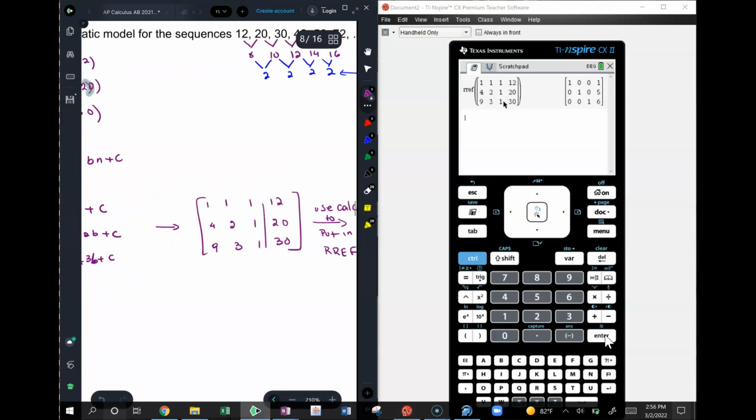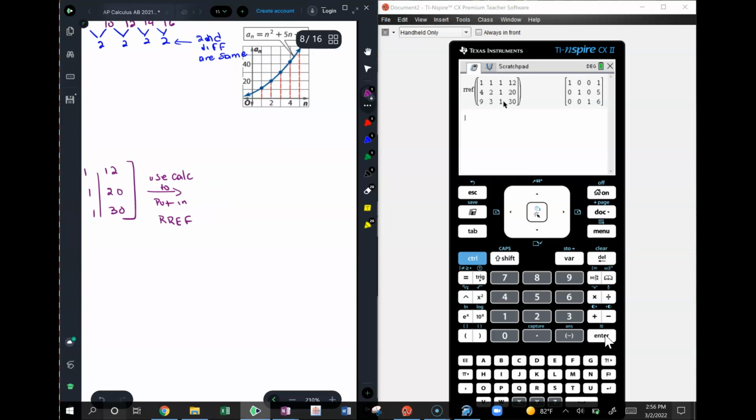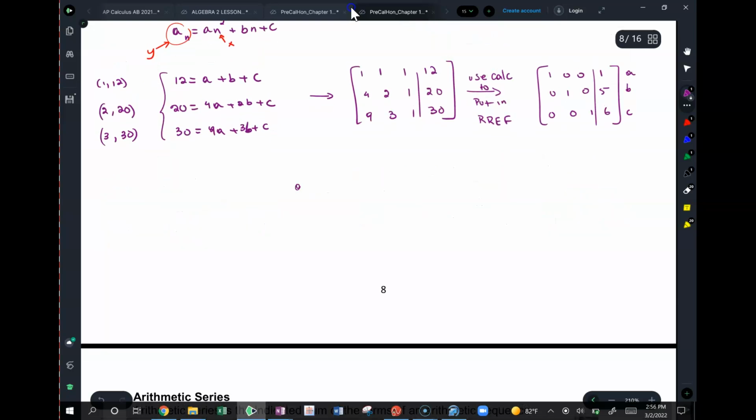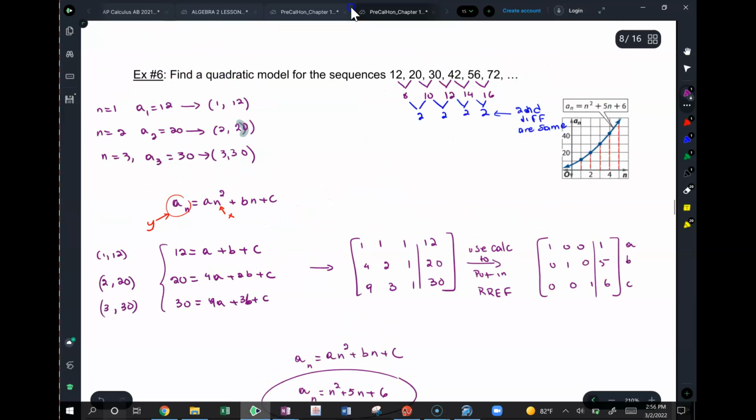That gives you 1 0 0 1, 0 1 0 5, 0 0 1 6. So that means a is 1, b is 5, and c is 6. So a_n equals a n squared plus b n plus c, which is a_n equals 1 n squared plus 5n plus 6. And yes, that's the exact same equation as it told you here. So now when you graph that parabola, you will get those exact same values.